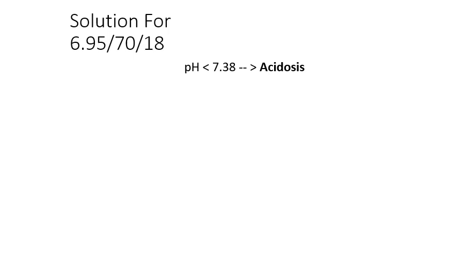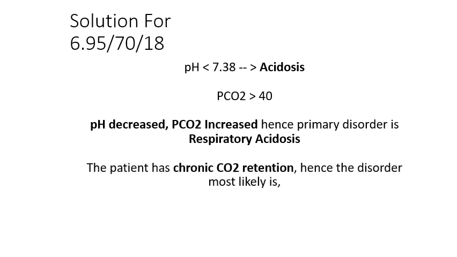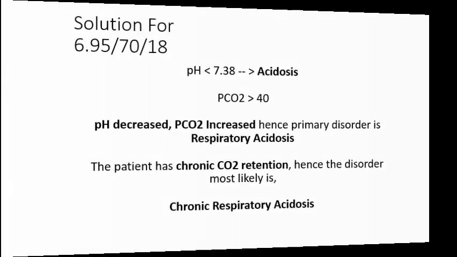So in this case, the pH is less than 7.38. Again, our basic algorithm, there is acidosis. The PCO2 is more than 40. So the pH has decreased and PCO2 has increased. Hence, the primary disorder is respiratory, and indeed it is respiratory acidosis. This patient has chronic CO2 retention, most likely a case of COPD. So the diagnosis becomes chronic respiratory acidosis. However, we are not done yet. We have to calculate for the compensation as well.